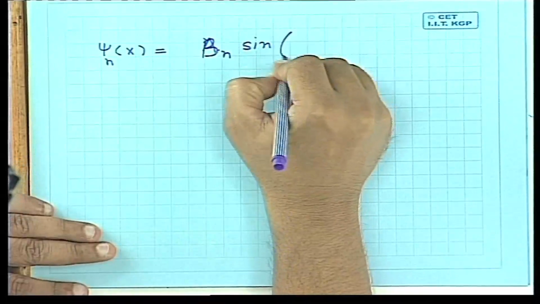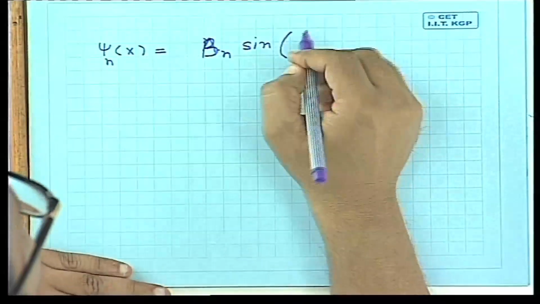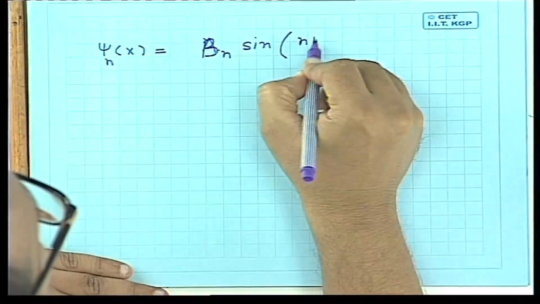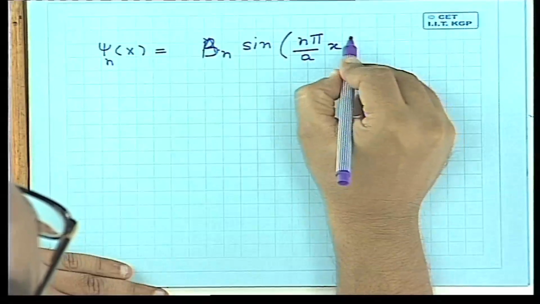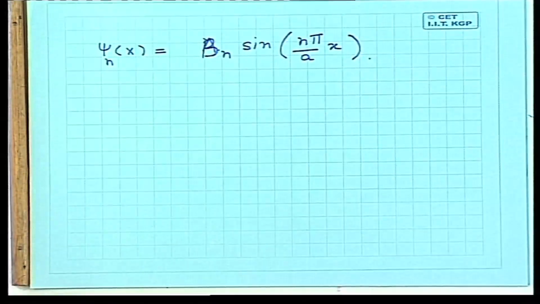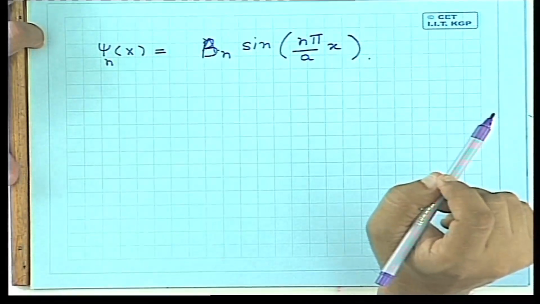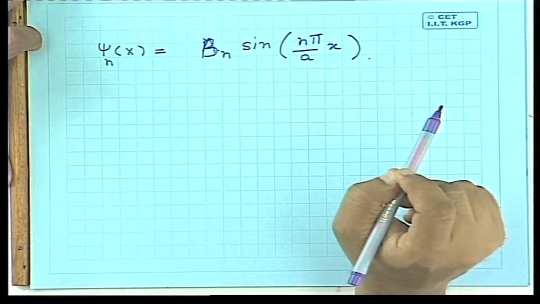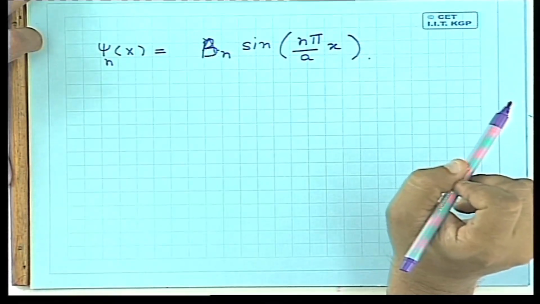sine, and k was n pi by a, so I have n pi by a into x. So these are the eigenfunctions corresponding to the different energy levels, which are enumerated by n, for a particle in an infinite potential well.